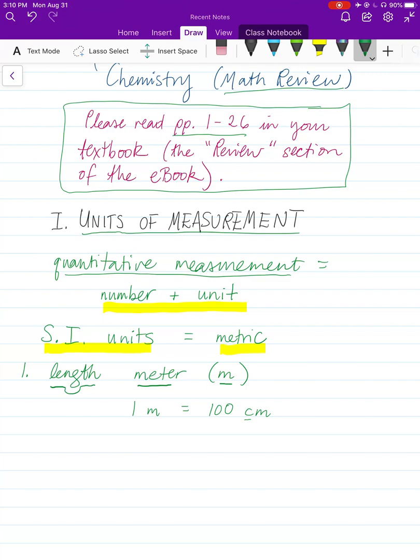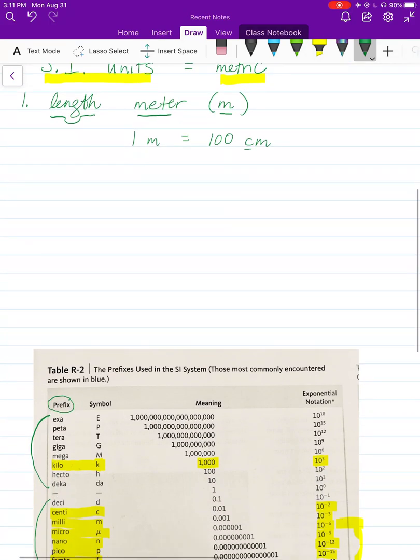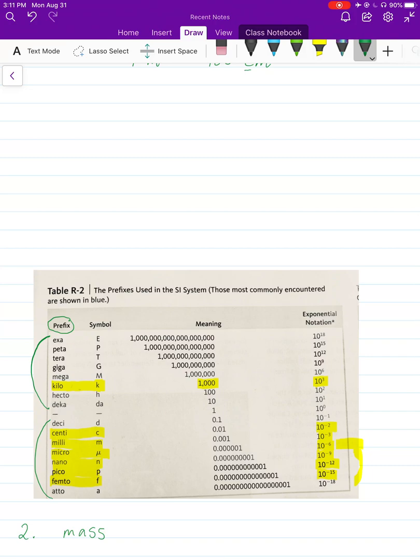These little Greek prefixes are ways of scaling units up or down to change the size of the unit depending on the size of your measurement. So in your book, there's a very nice table. Here's a screenshot of that table, table R-2. And this table describes all the prefixes that are used in the SI system. So here, the ones that I've outlined on the top, these prefixes, exa, peta, tera, giga, mega, kilo, hecto, and deca, those are prefixes that scale a unit up.